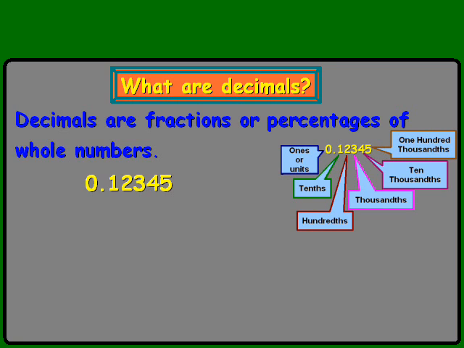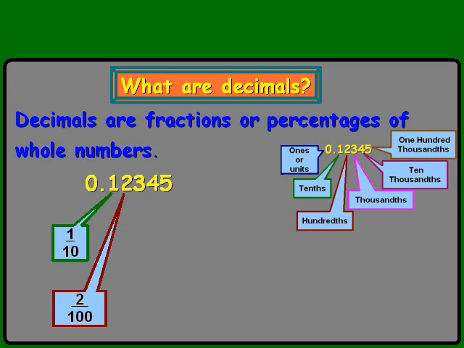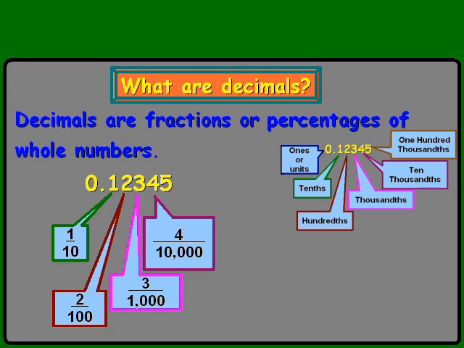fractions. So let's say the 0.1 can be expressed as 1/10. The 0.02, or the 2 there, can be expressed as 2 hundredths. The 3 can be expressed as 3 thousandths. The 4 can be expressed as 4 ten-thousandths. And the 5 can be expressed as 5 hundred-thousandths.